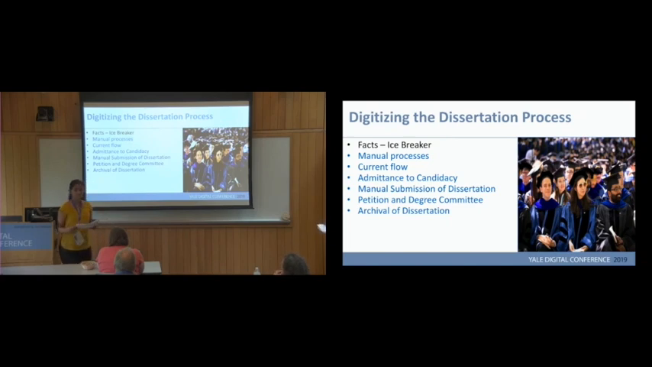And the next one is the current flow. The current flow of the whole DPR process, like where the PhD students start, when they are getting admitted to candidacy, and when they will get the degree. So the whole flow of the process will be included. There are certain requirements to get admitted to candidacy, and we'll be explaining more about that.